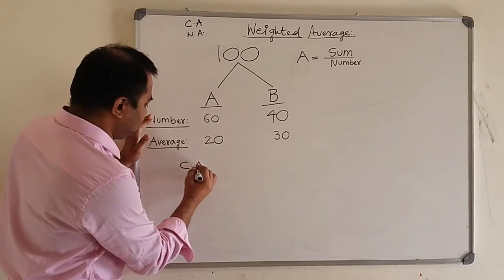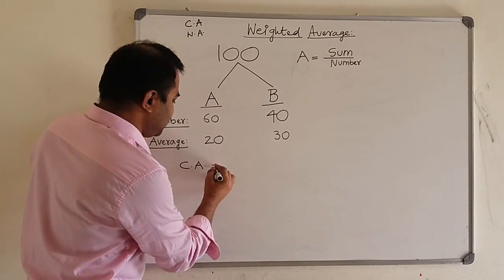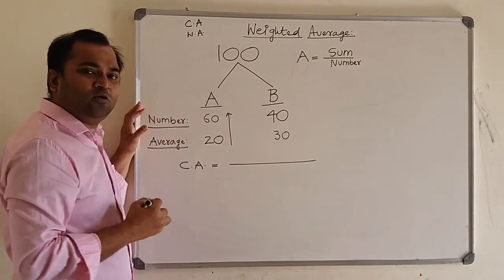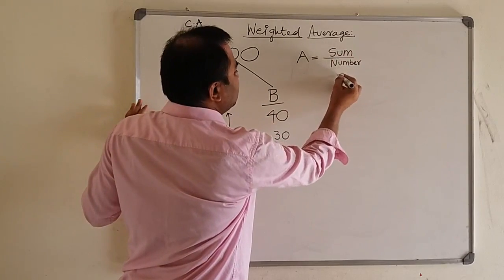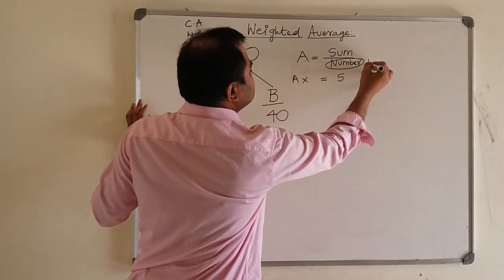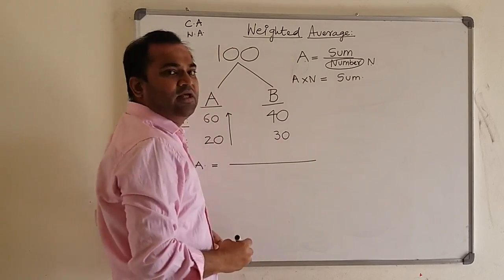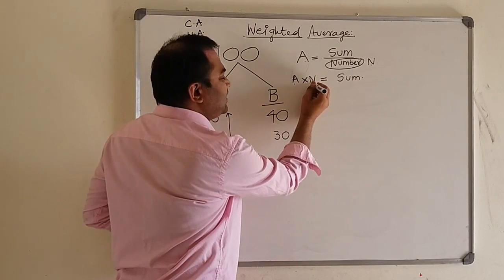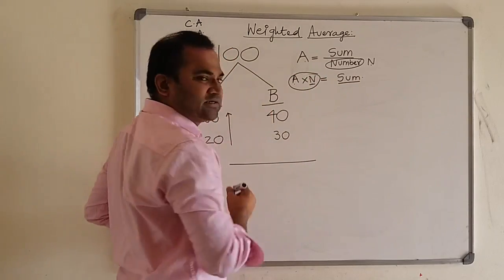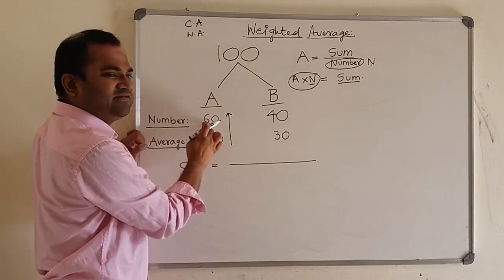It's going to be, I am going to write in short as CA. CA means combined average is equal to sum of the marks of the students in group A. You know that sum S is equal to average A into number of terms N. If you know average and how many numbers are there, then those numbers' sum can be found using this product. So here average is 20 and number of terms is 60.